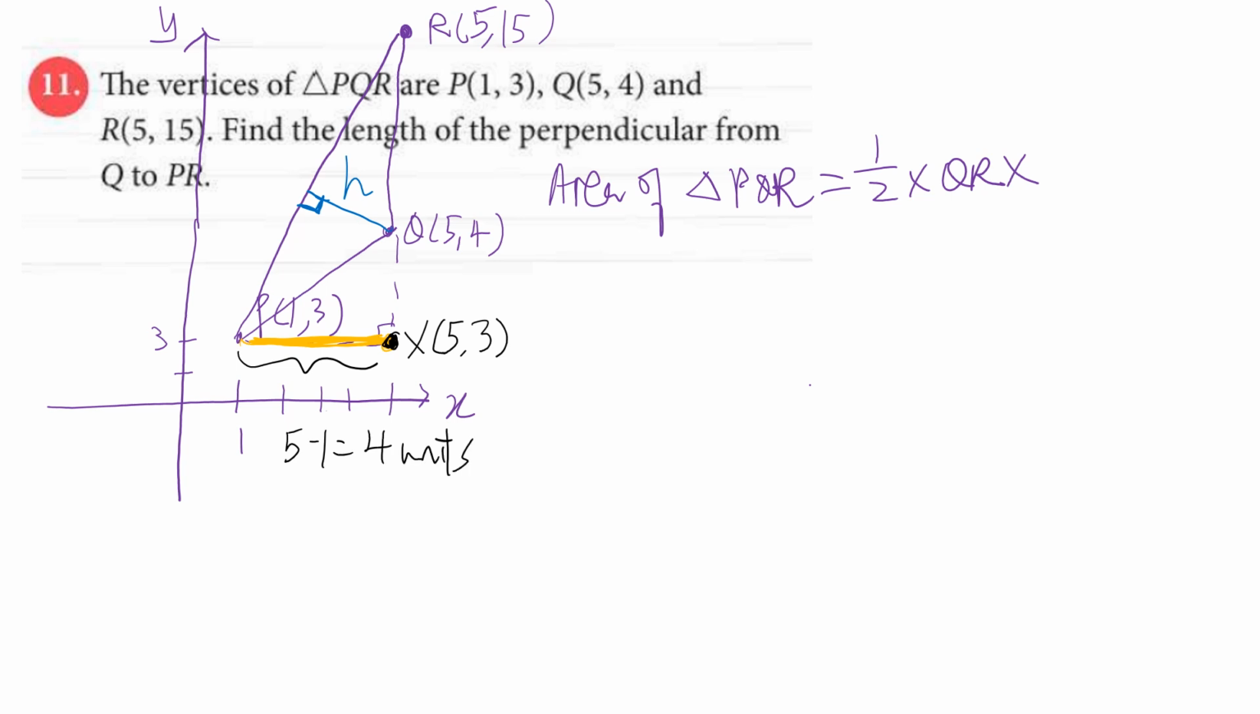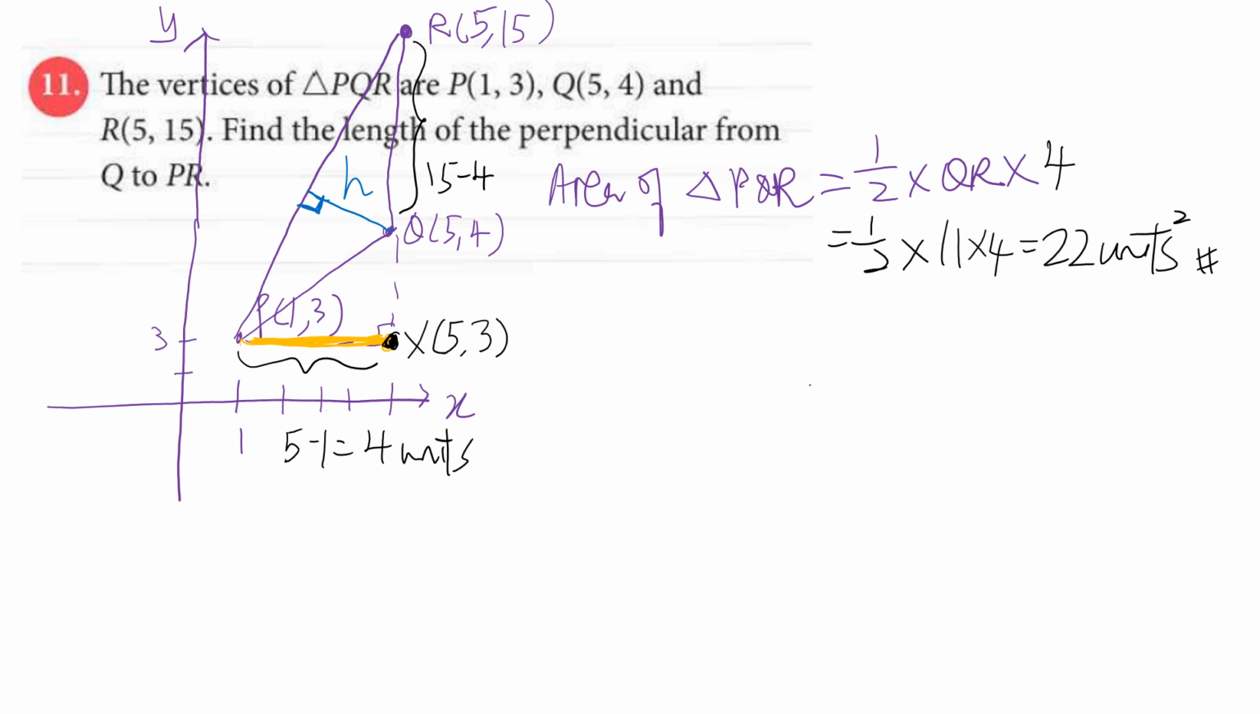So that will be half times QR times 4. And our QR is how many units? QR is 15 minus 4, here to here. That gives us 11 units. So half times 11 times 4, and that gives you 22 units squared. Alright, so this is how we find the area of triangle PQR using RQ as the base.